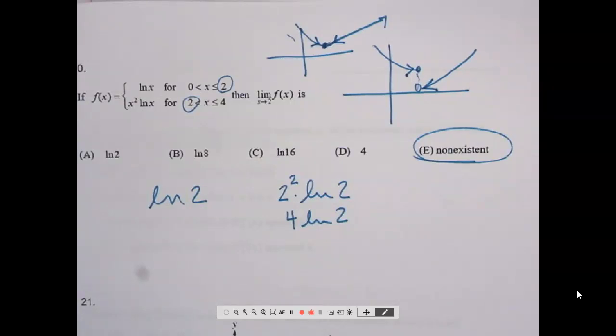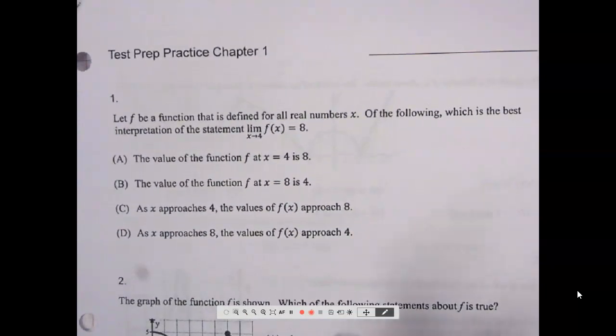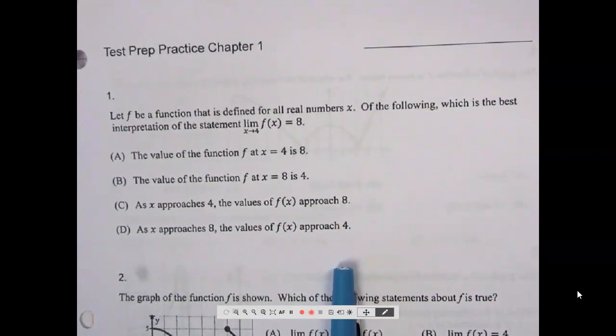Okay, any questions on 21? Okey-dokey. All right, let me stop that video, and then we'll start today's notes, and we'll record that.